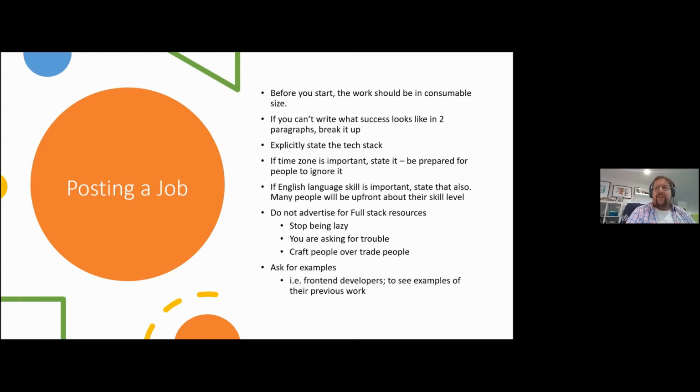I also find you're asking for trouble, right? What I've found with a lot of the resources that are claimed to be full stack, they will be C# developers that knew jQuery a couple of years ago, right? And so what you end up having is, I sort of describe this scenario where you get the tradesperson rather than the craft person, right?